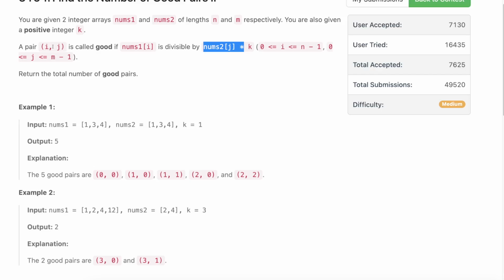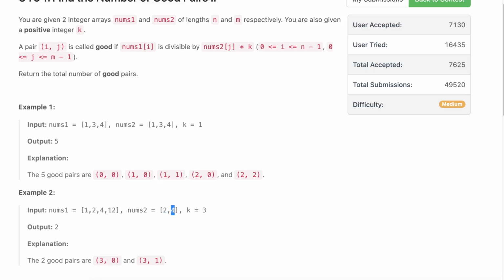So let's assume that j is 0. We have to figure out how many nums1[i] are divisible by nums2[0] times k, which is 2 times 3, which is 6. So we have to figure out how many of these numbers are divisible by 6, and the answer is just 12. So 12 is the only one that 6 divides. The rest of the numbers aren't divisible by 6. So overall we got one possible pair, which is (3, 0) for j equals 0.